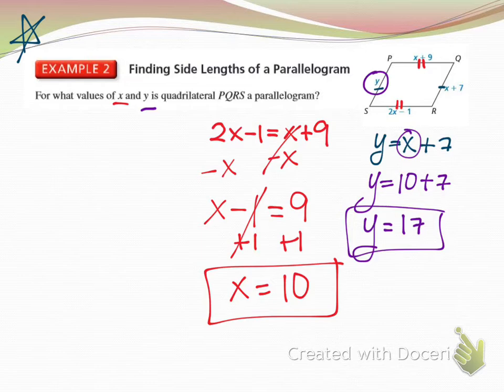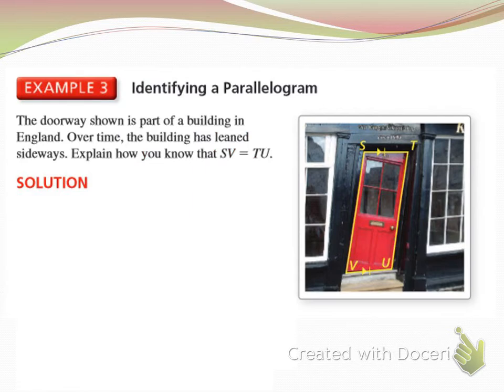If you're ready, you can go ahead and flip to the second page. So, the doorway shown is part of a building in England. Over time, the building has leaned sideways. Explain how you know the length of SV, SV is this one, is equal to the length of TU. So, let's look at what we've got going on here. What shape is outlined in this door? A parallelogram. How do I know this is a parallelogram? Because opposite sides are parallel and the opposite sides are congruent. So that means this is a parallelogram, and that's how we would know.